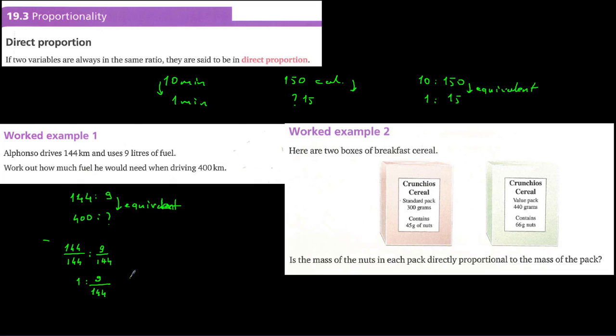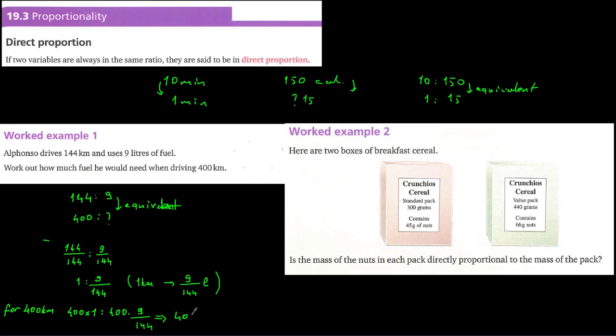So for 1 kilometer, I need 9 over 144 liters of fuel for our vehicle, and I need to go 400 kilometers. For 400 kilometers, I'm going to multiply this expression by 400: 400 times 1 and 400 times 9 over 144. So I multiply both parts by 400.